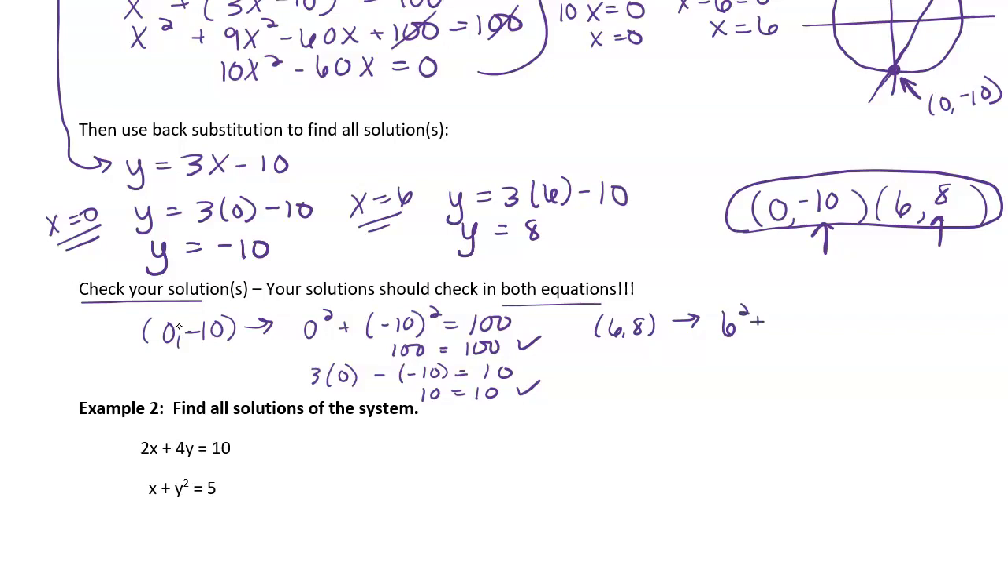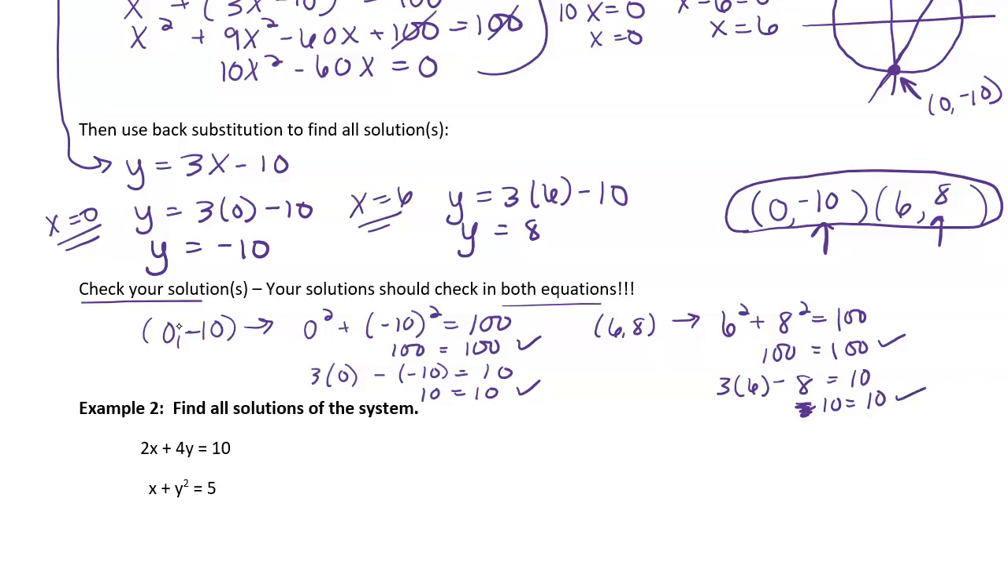So you have 6 squared plus 8 squared. Does that equal 100? You get 100 equals 100. So yes. And then the next equation, and you get 10 equals 10, which makes that check.